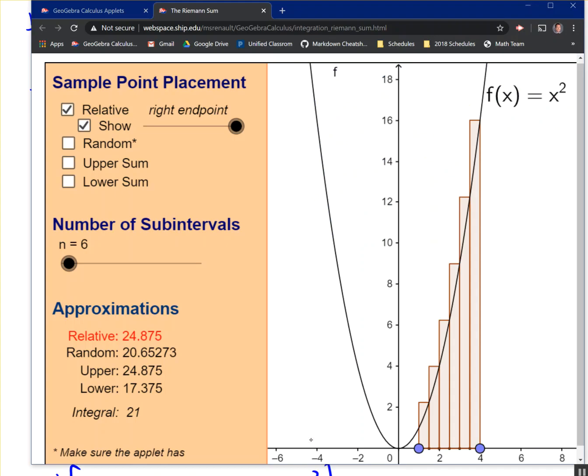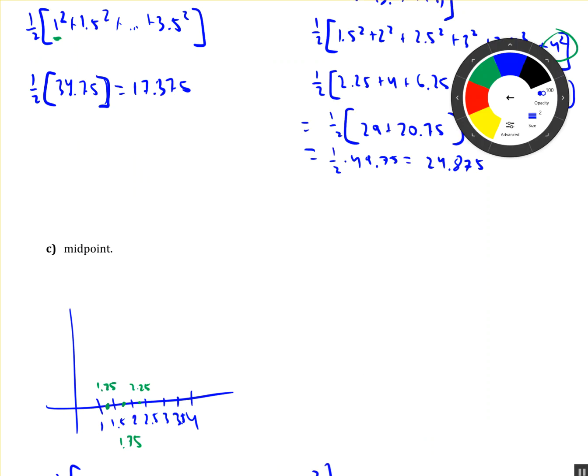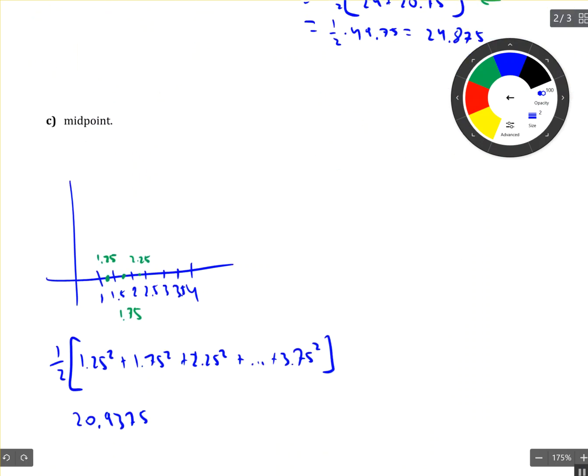So let's take a look at what this looks like. Here's our graph of y equals x squared. We're looking at it from 1 to 4. And notice using the right endpoint, where it says relative 24.875, that's kind of what we're looking at as far as our value. So the right endpoint gives me 24.75. The left endpoint gives me 17.375, which is also what we calculated. And then the midpoint gets me 20.9375, which is what we calculated here.